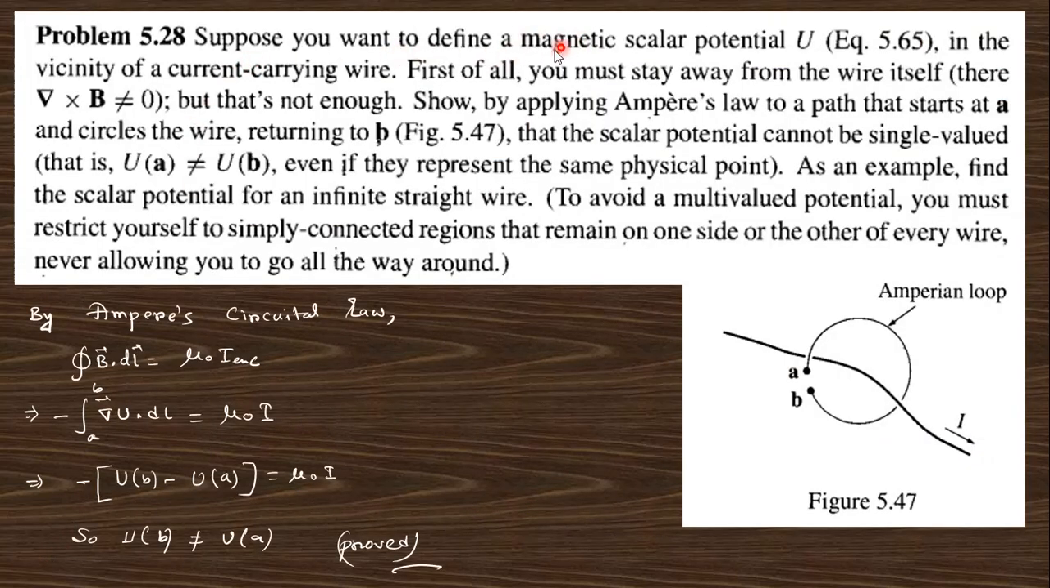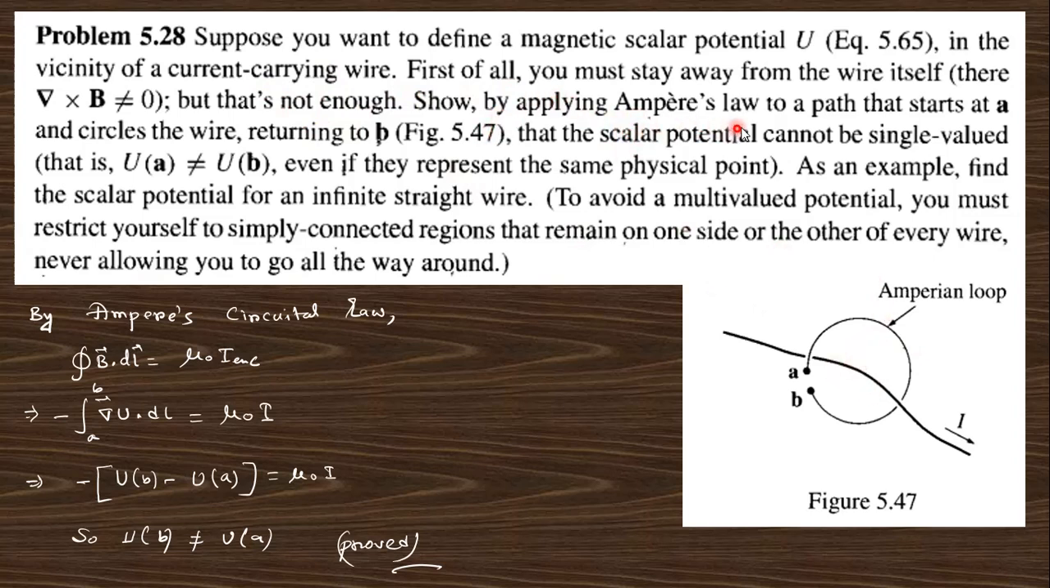Suppose you want to define a magnetic scalar potential u in the vicinity of a current carrying wire. First of all, you must stay away from the wire itself; it is not enough to merely be near it, you must stay away from the wire.